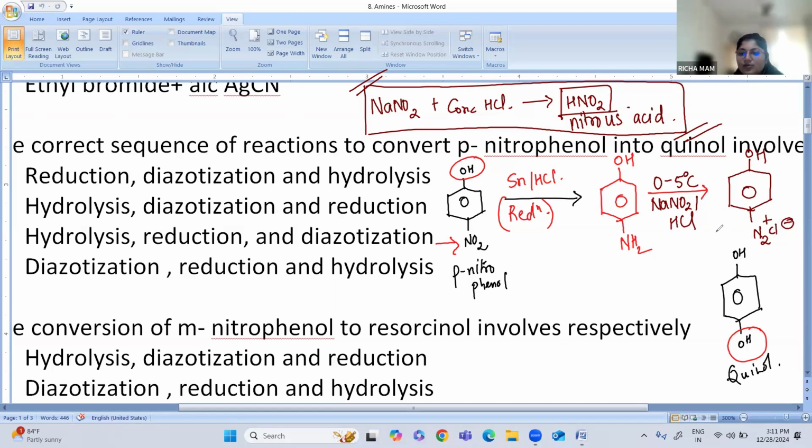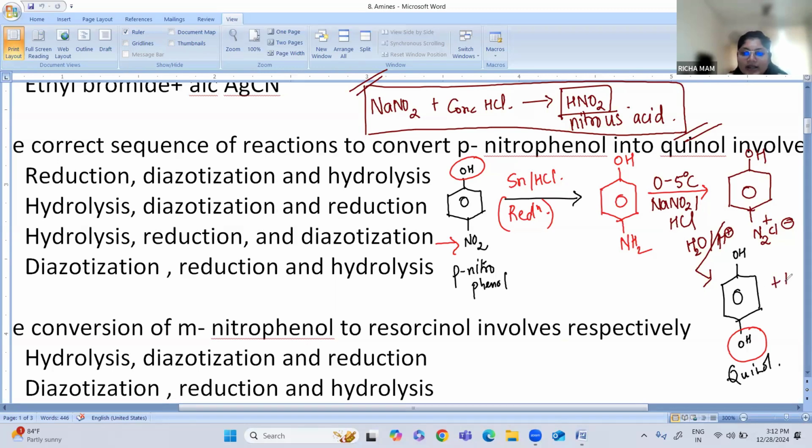Now, further, what I am going to do is hydrolysis, with H2O, water in the presence of acid. What will happen? Your N2Cl, the H plus will go and attach to the Cl.